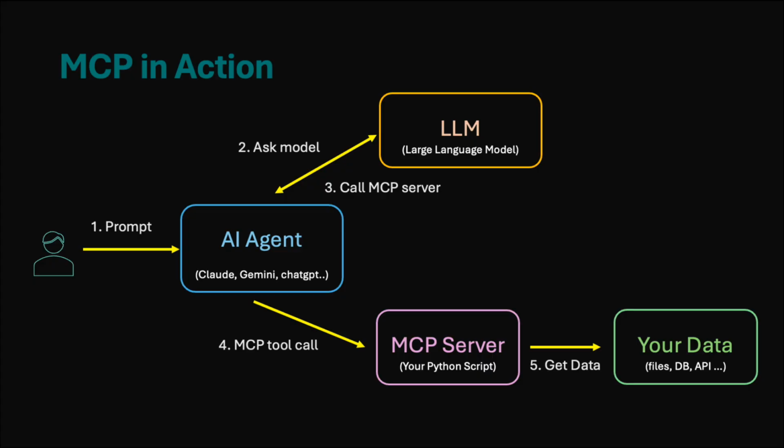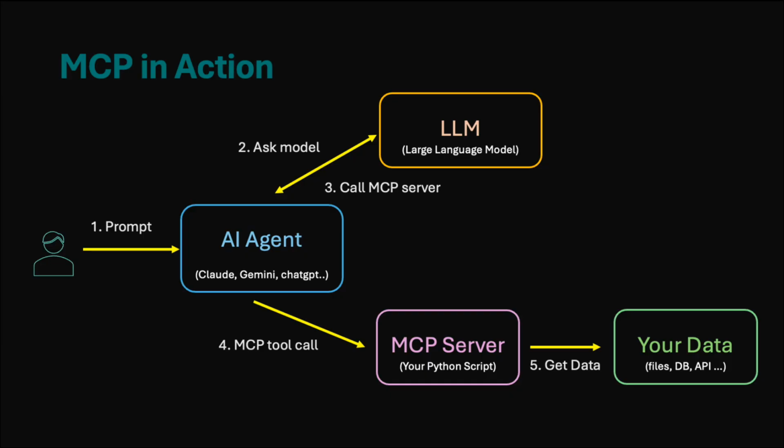Here is what actually happens when an AI agent uses your tool. Let's walk through the full round trip. First, the forward flow, 5 steps from prompt to data. Step 1, the user gives the AI agent a prompt in plain language. For example, what notes do I have? The AI agent is the program you actually interact with, like Claude, Gemini, ChatGPT, or any application that speaks MCP.